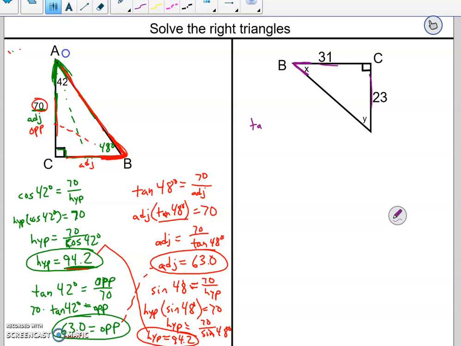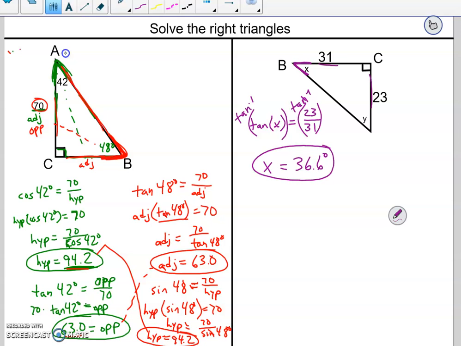So I would initially set this up by saying the tangent of x is the opposite, 23, over the adjacent, which is 31. And so now I can undo that tangent in order to solve for x. I can undo that tangent by taking the arctangent. And if I do it to one side, I've got to do it to the other side. Okay, so the arctangent of the tangent of x is x. And the arctangent of 23 over 31 gives you an angle measurement of 36.6 degrees. Okay, so that's one of our angles.